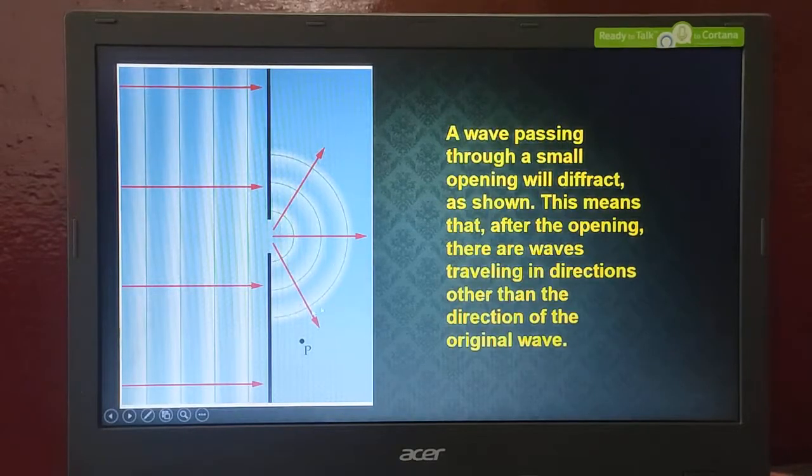This phenomenon is called diffraction of light. Initially what we have is a plane wave front.